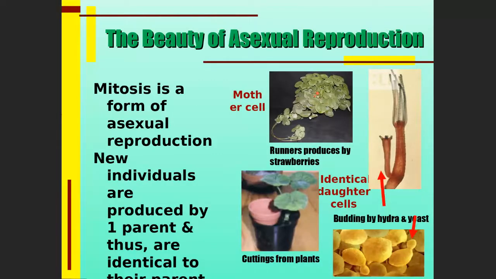The beauty of asexual reproduction is that mitosis is a form of asexual reproduction in which the individuals are produced by one parent, and thus identical organisms are produced.